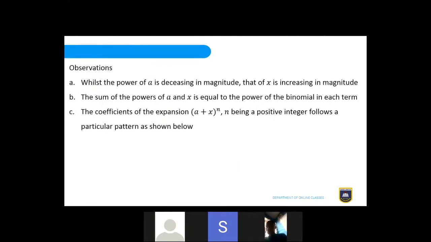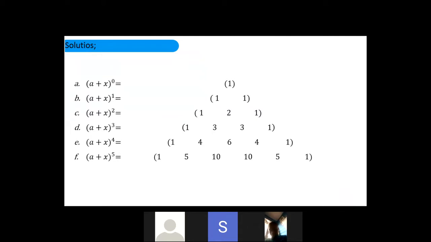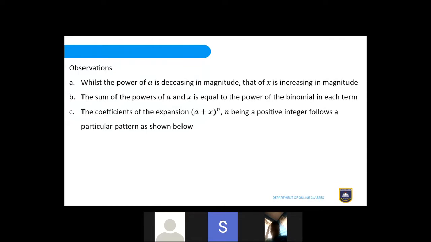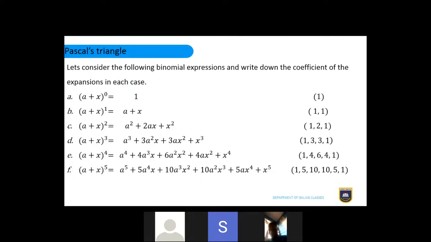Our third observation is the coefficient of the expansion for n being a positive integer follows a particular pattern. We'll be looking at that pattern over here. But before we get here, let's look at the final observation I gave, that when you have an exponent in binomial, the number of terms when you expand is going to give you a term more than the exponent.